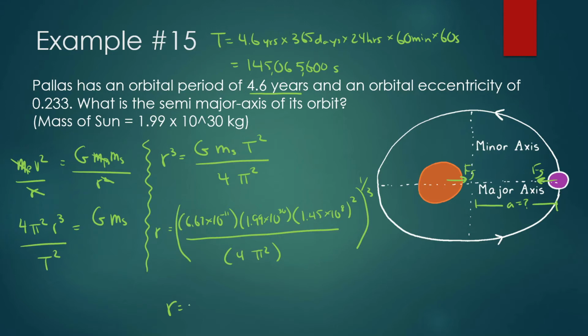And what we should get is the radius is equal to 4.13 times 10 to the 11 meters. Okay? And that's what the radius is equal to, but we should also know that this is the same as the semi-major axis, okay? Because mathematically, it's going to be the same thing. So the semi-major axis is equal to this 4.13 times 10 to the 11 meters.